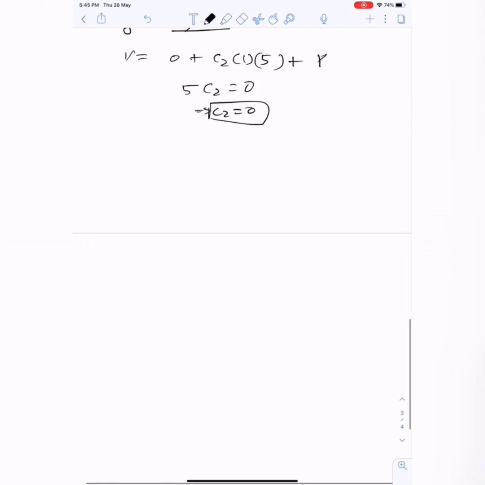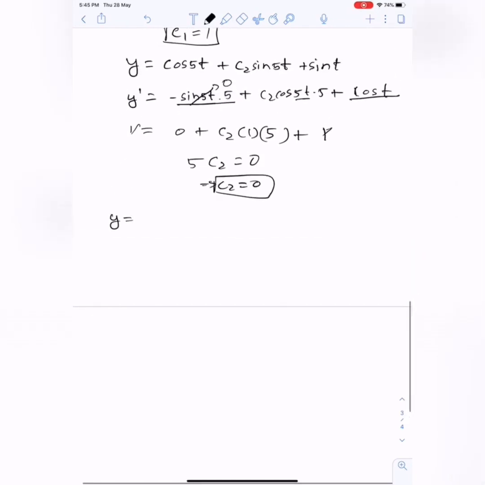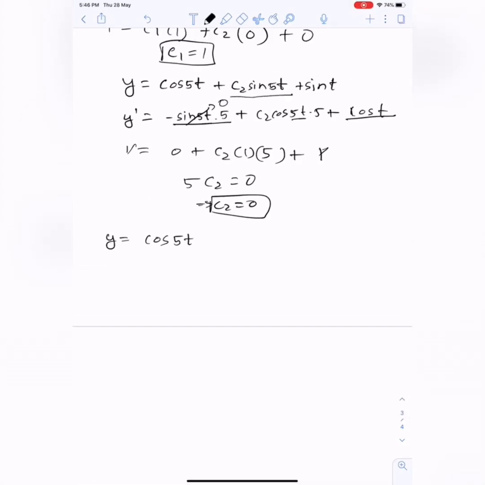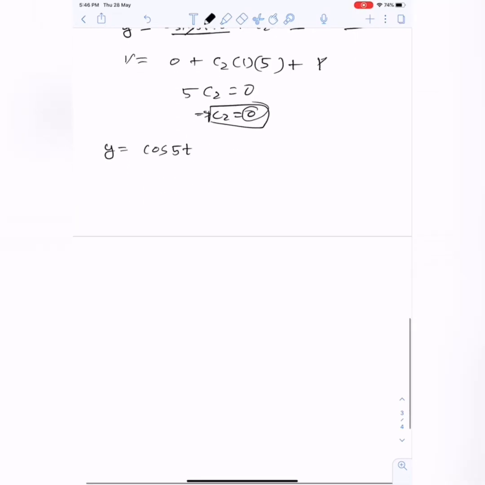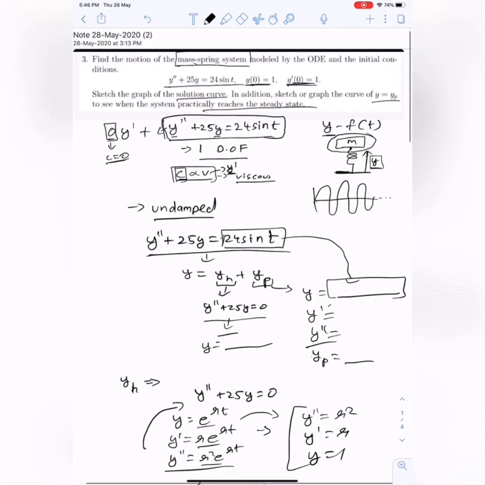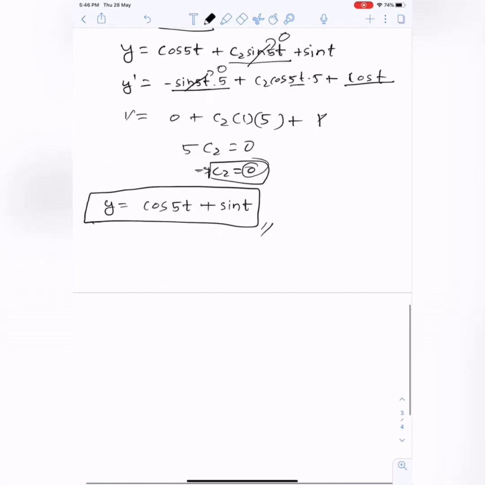So now our final equation would reduce to cos of 5t plus C2 times sine of 5t plus sine of t, but C2 is equal to 0, so this entire term would become 0. So it would be just cos of 5t plus sine of t. So this would be our solution of the modeled equation. They've asked us to sketch the graph of the solution curve. Now let's sketch the graph of the solution curve.